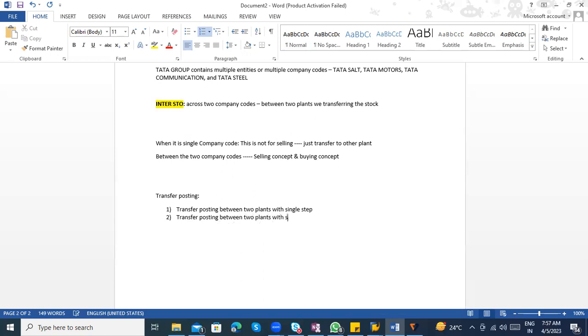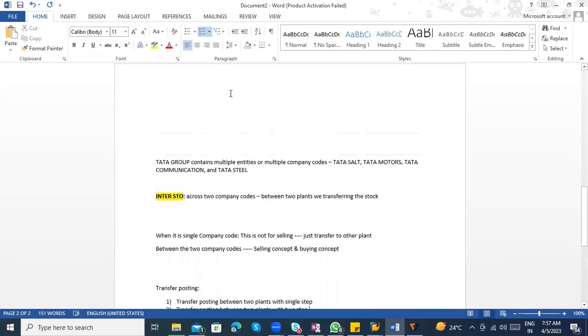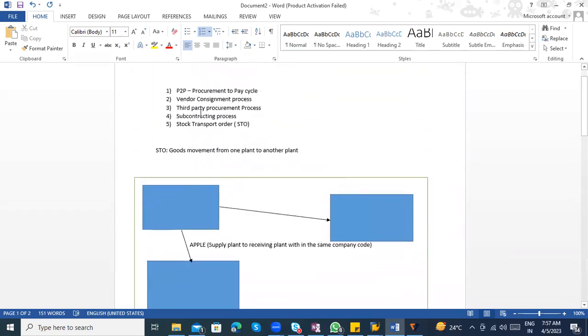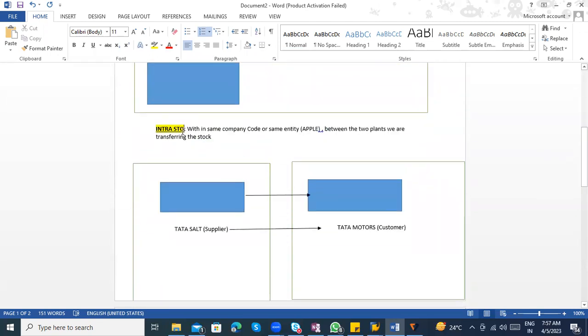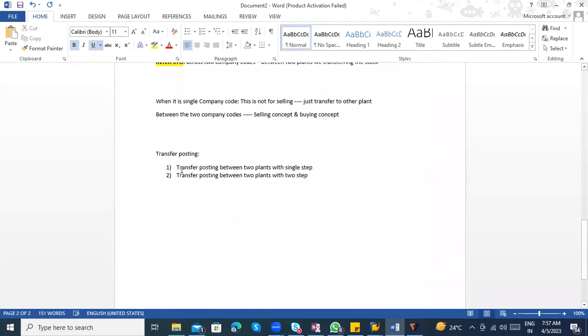with a two-step procedure. That means the supply plant is sending the goods, and the receiving plant is receiving the goods. So comparing above and below, what is the difference here? This intra STO and this, what is the difference? Here we are not creating any PO. We are not creating any STO order. No STO order and no delivery.